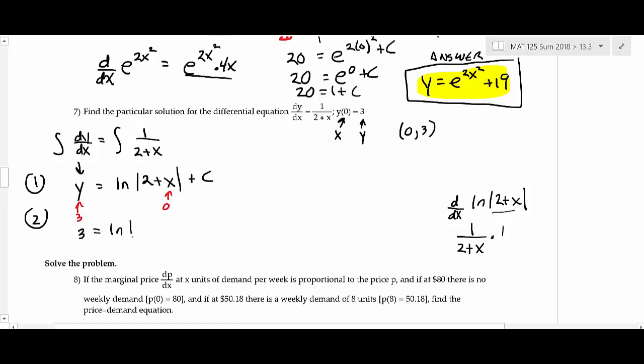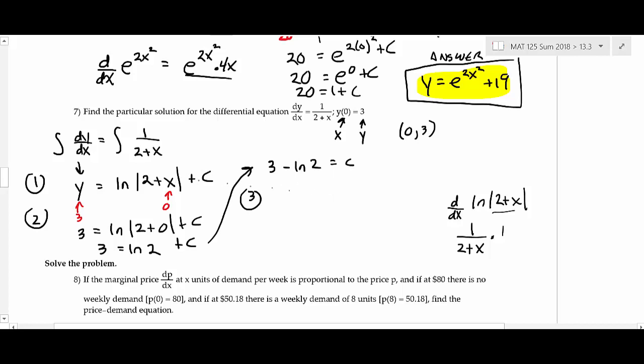Then we have ln of 2 plus 0 plus c. So that's 3 equals ln of 2 plus c. And then you could solve for c. So if you solve for c here, you would just move this to this side of the equation to get 3 minus ln 2 is equal to c. Okay, that's it. You don't want to get a decimal or anything, just leave it like that.